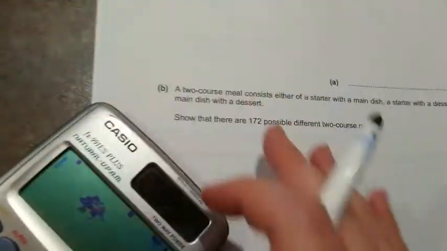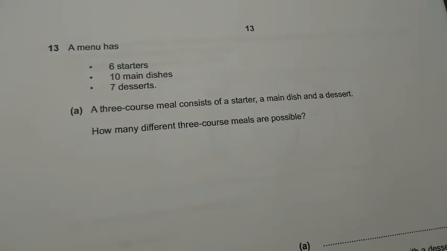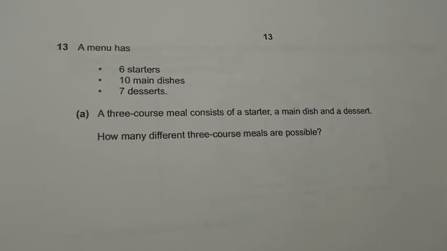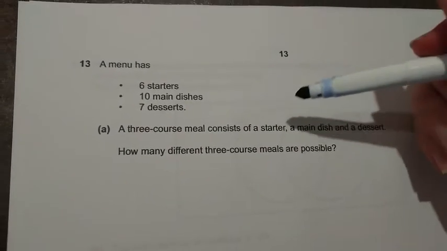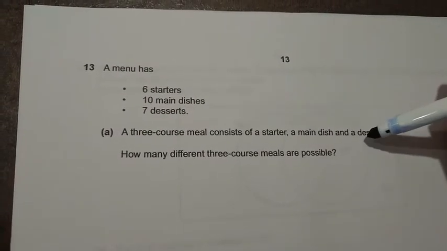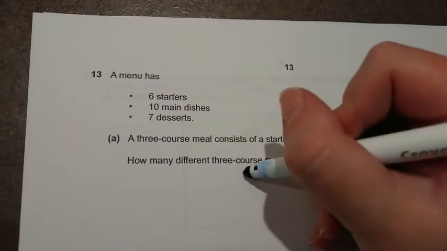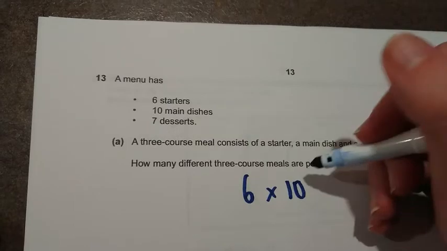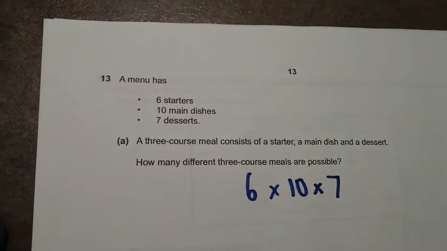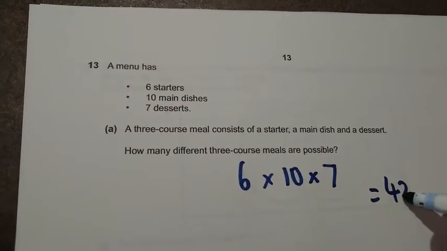Right, question 13. This is a nice question, to be honest. So whenever you're working out combinations, you just times all those options together. So we've got to choose a starter, a main dish and a dessert. There's 6 choices for the starter, there's 10 choices for the main dish, and then there's 7 choices for the other one. So that's just going to make 420.